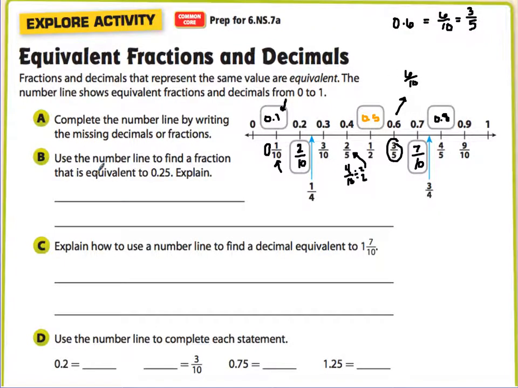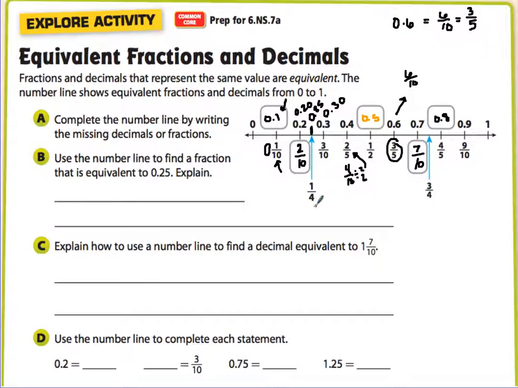Now here we're going to look at B. We're going to use the number line to find the fraction that is equivalent to 25 hundredths. Here's 2 tenths and 3 tenths. If I extend those out, this would be 0 and 20 hundredths, because we can always add those zeros as long as it's after the decimal. And this would be 0 and 30 hundredths. So 25 hundredths would be directly in the middle of 2 tenths and 3 tenths. So this would be 0 and 25 hundredths right here.